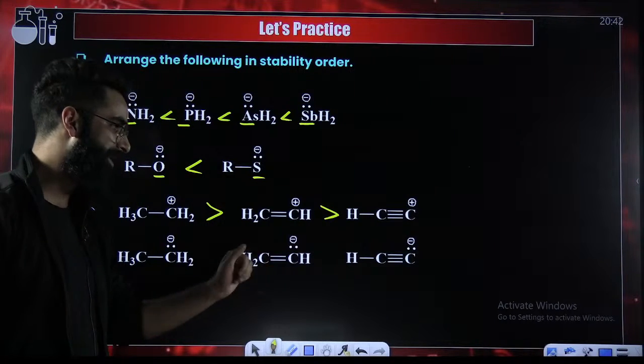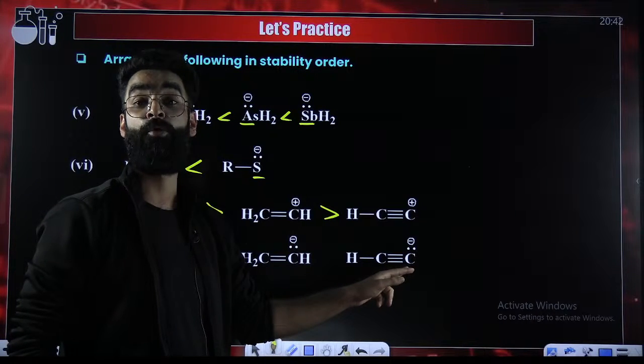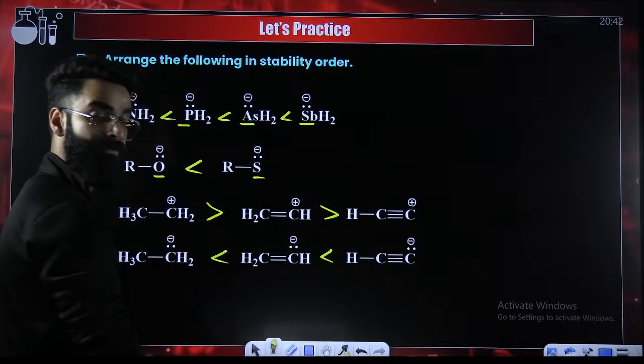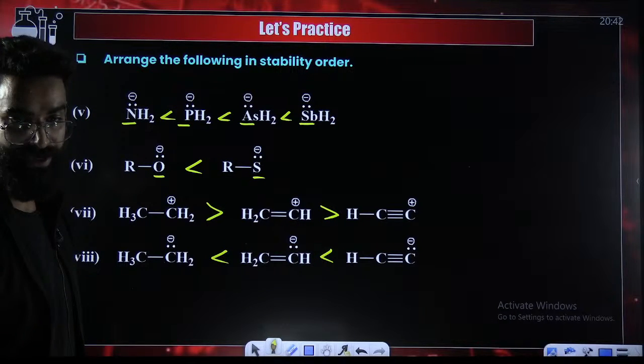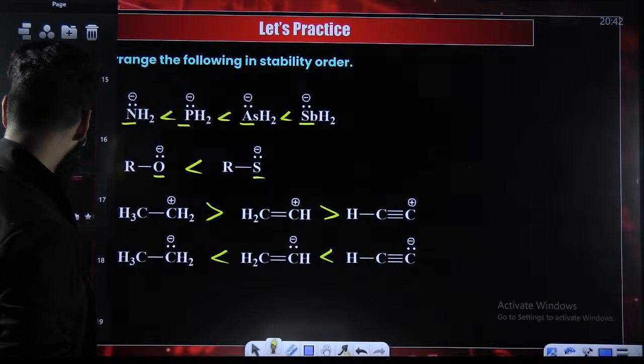Similarly, talk about this one. Single bonded carbon, double bonded carbon, triple bonded carbon. Triple bonded carbon has more S character, more electronegativity. And negative charge is more stable on the more electronegative. Right? Negative charge is more stable on the more electronegative. Simple. Done and dusted.